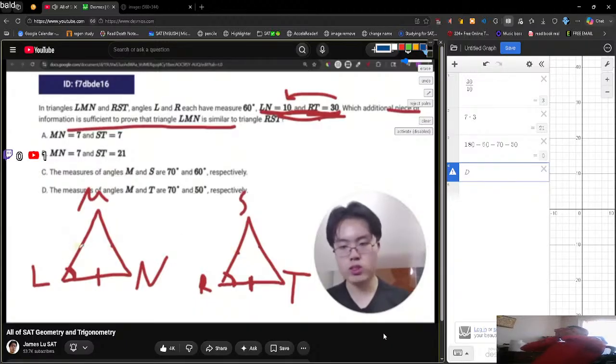This has to be 2 times greater than this. So we need 2 more pairs of side lengths, but I don't see that. I only see 1 more pair. So right away we eliminate A, because this should be 3 times greater than this one. This is the same. That's not good.